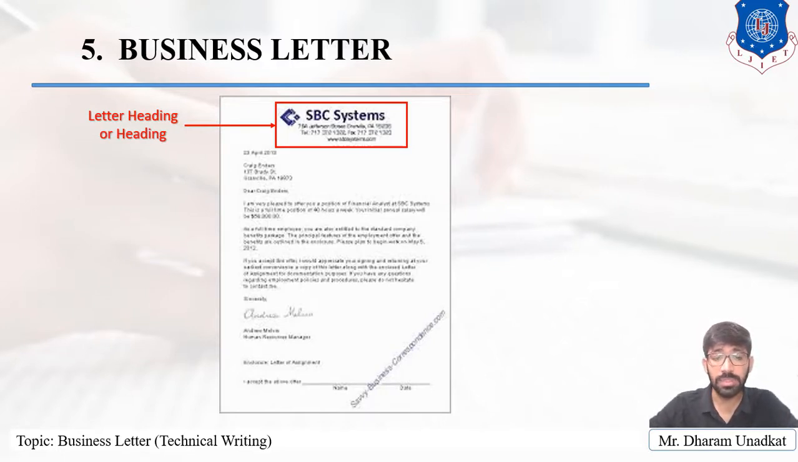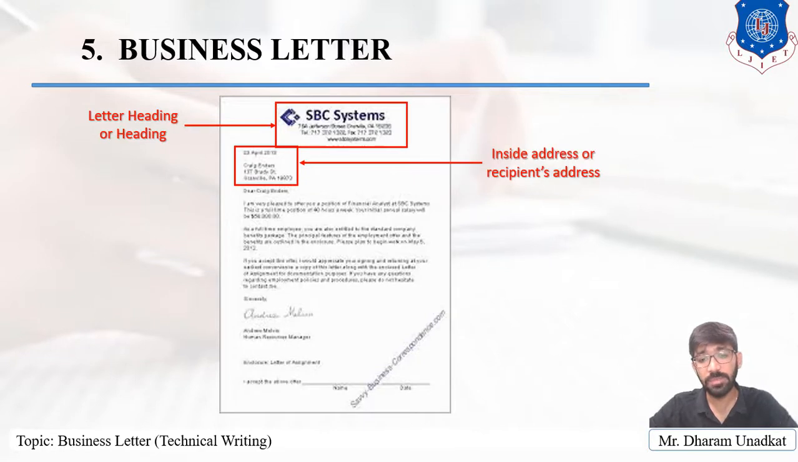The second element is the inside address or the recipient address. After the letterhead there must be a date, and after leaving one line comes the inside address, which is also justified on the left margin. The inside address must be complete so that the letter reaches the recipient easily. It has the name of the person with the appropriate title, designation or department, followed by the name of the organization and the full address. So this is the address of the recipient party.